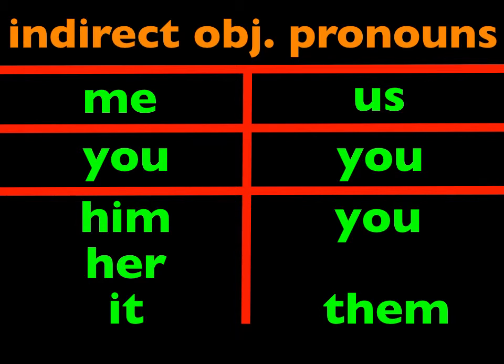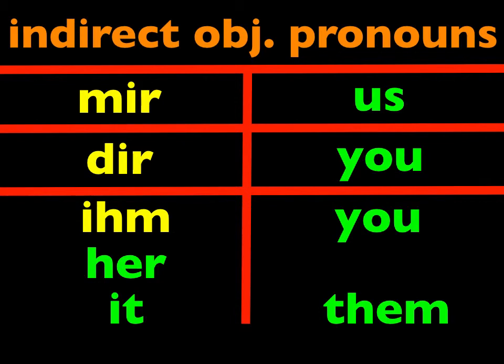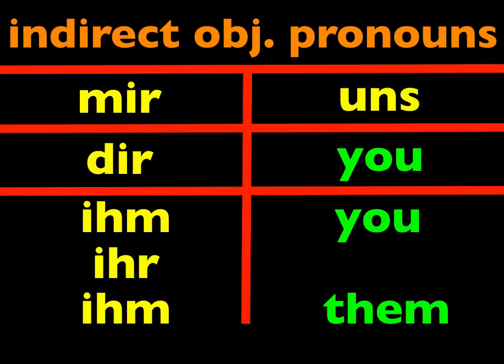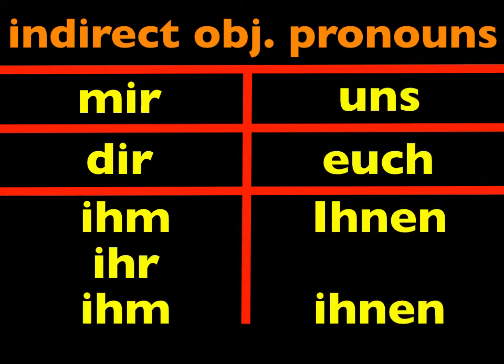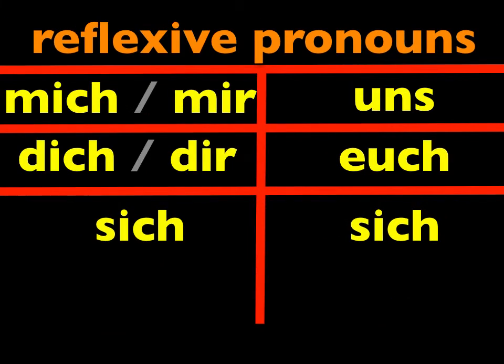We've also learned the indirect object pronouns. For example, with the verb to give, he gives it to me, he gives it to you, he gives it to him, etc. And those are the words mir, dir, ihm, ihr, ihm, uns, euch, ihnen, and Ihnen. And these are the reflexive pronouns. They are used with reflexive verbs, which I'll introduce today.